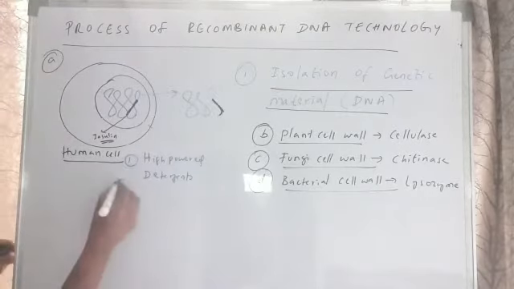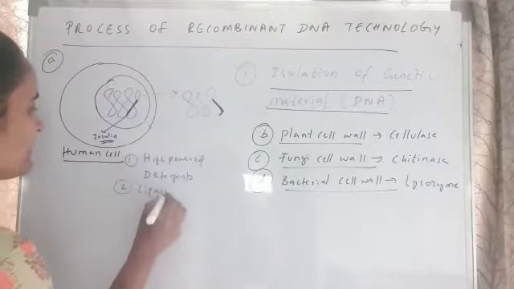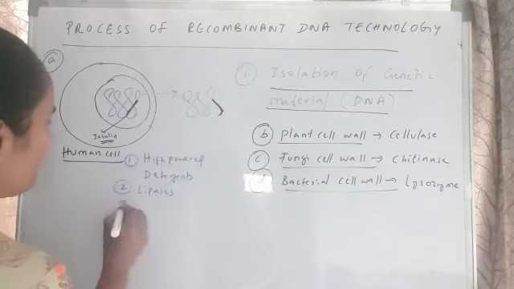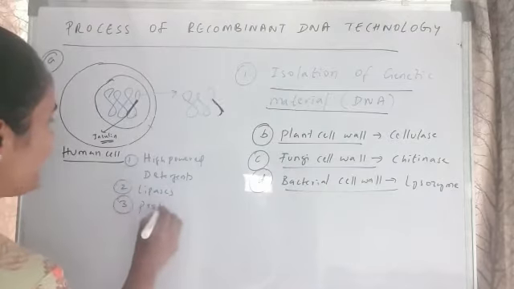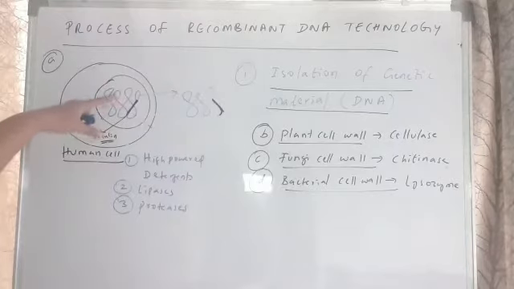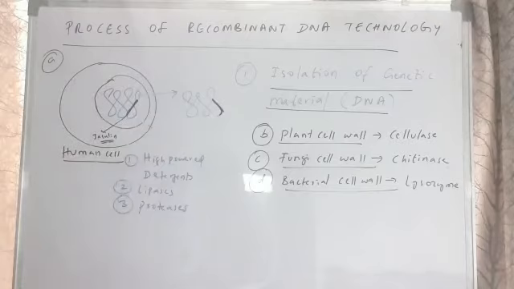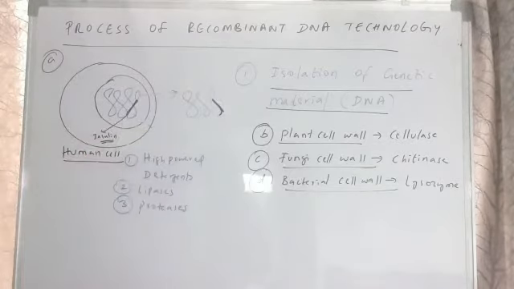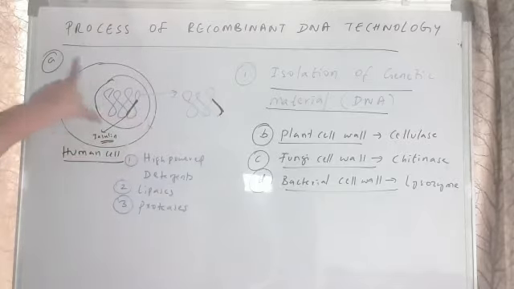Second, we use lipases. Lipases break lipids. Proteases break proteins, including the histone protein which is present on the DNA. So all these have to be removed, right? What we want is the genetic material, which is the DNA. So everything else present in the cell has to get broken.